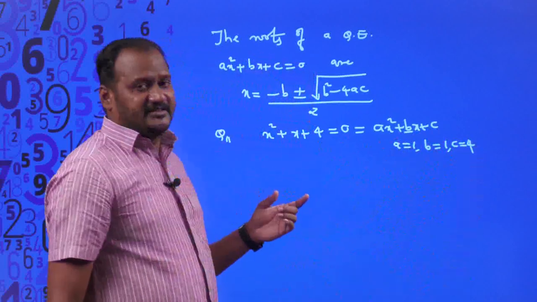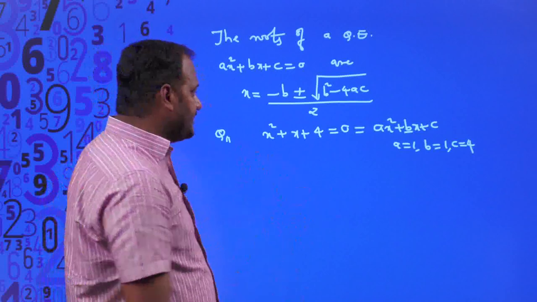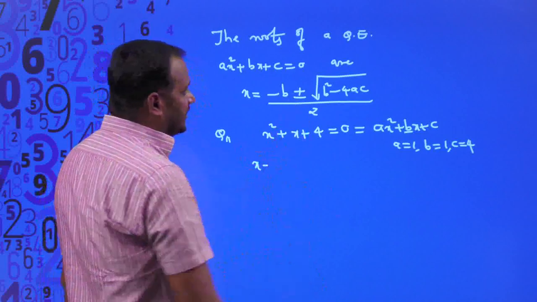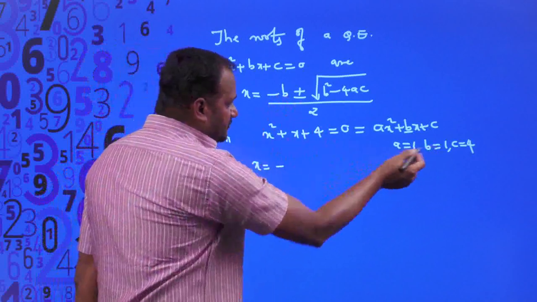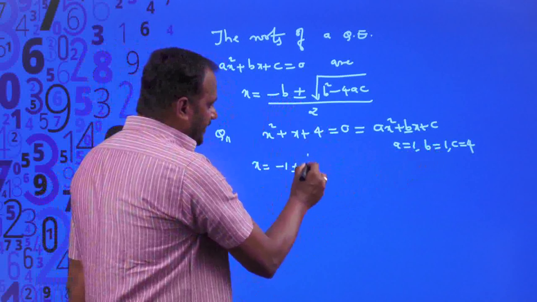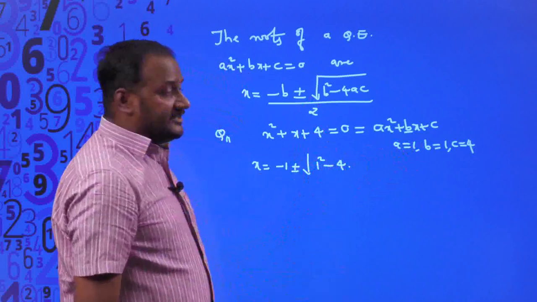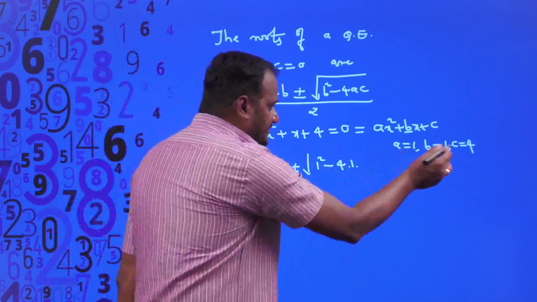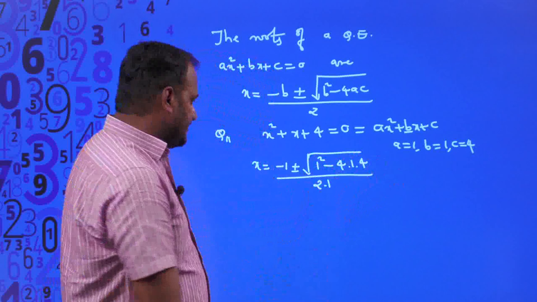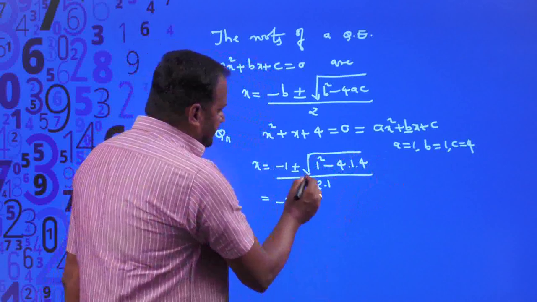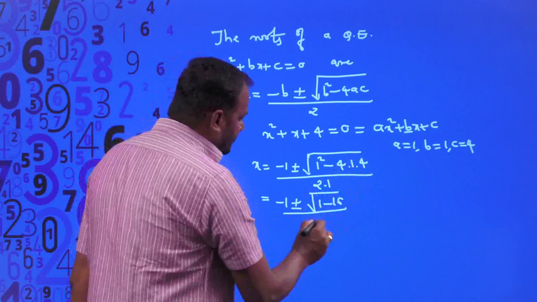Okay. After identifying the values of a, b, c, let us go to the quadratic formula and then substitute back into that. So what is that quadratic formula? x is equal to minus b plus or minus square root of b square minus 4ac, whole divided by 2a. The value of b is equal to 1, so 1 square minus 4 into a into c. Again, a is equal to 1 as well as c is equal to 4, whole divided by 2 times a, which is 1 again, correct? Which is equal to minus 1 plus or minus square root of 1 square, which is 1, minus 4 into 1 into 4, which is 16, whole divided by 2 into 1, which is 2.